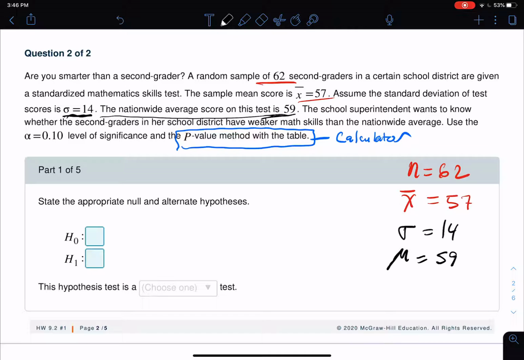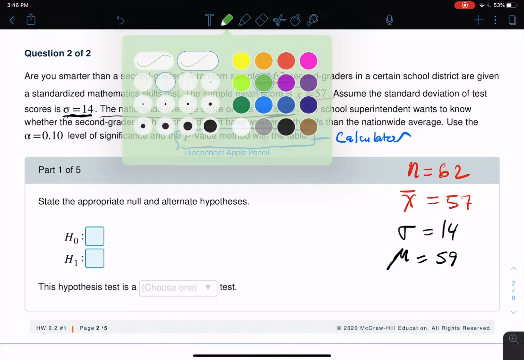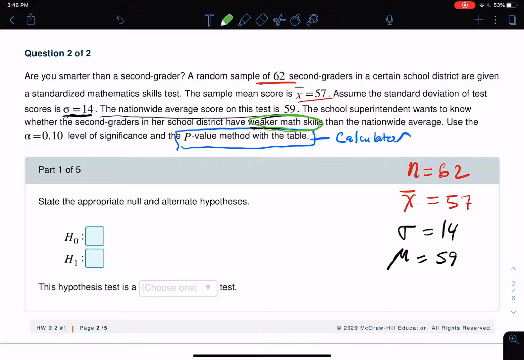The school superintendent wants to know whether the second graders in her school district have weakened. To me, weaken means less, right? We don't want them to weaken their math scores. We want those math scores to go up. Anyways, weakened compared to the nationwide average. We're going to use that same alpha this time. Remember, there can be different alphas. You could use any alpha really, but there are some common ones, and that's what we have on our chart.